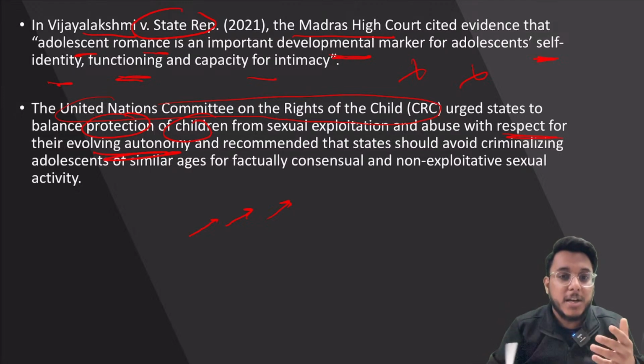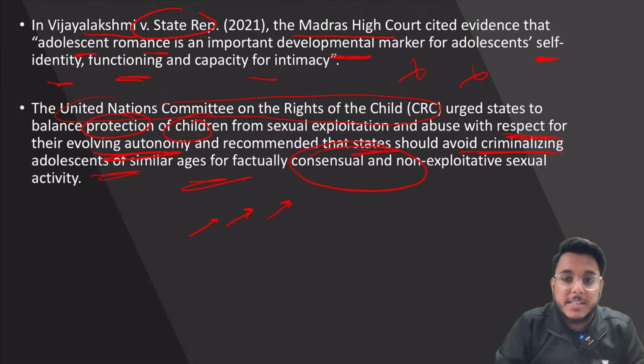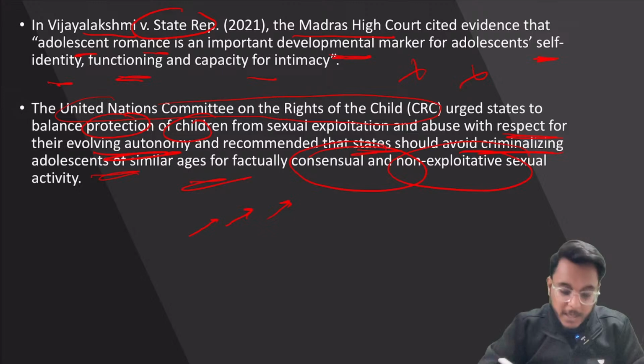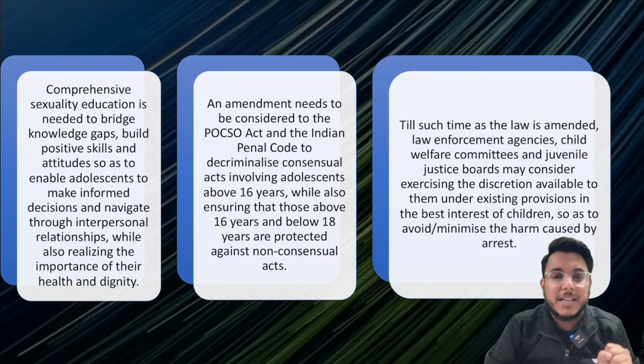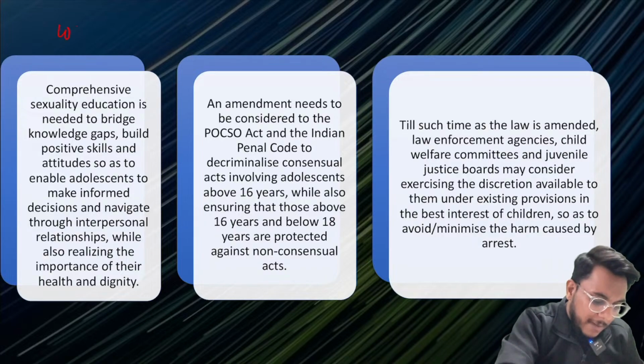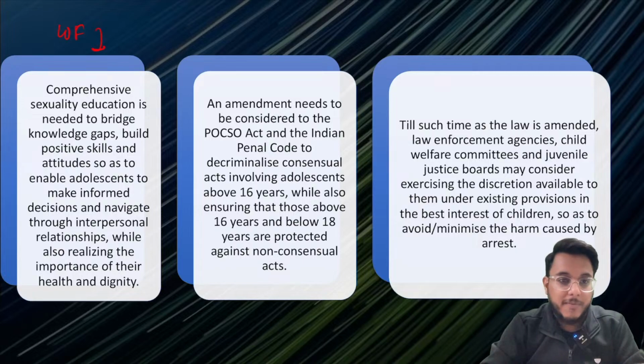Therefore, the United Nations Committee on the Rights of the Child has provided that states should avoid criminalizing adolescents of similar ages if they have been involved in consensual and non-exploitative sexual activity. Even in this capacity, it has been provided that certain changes are needed. So therefore, a way forward comes in this direction. Now, what is this way forward?